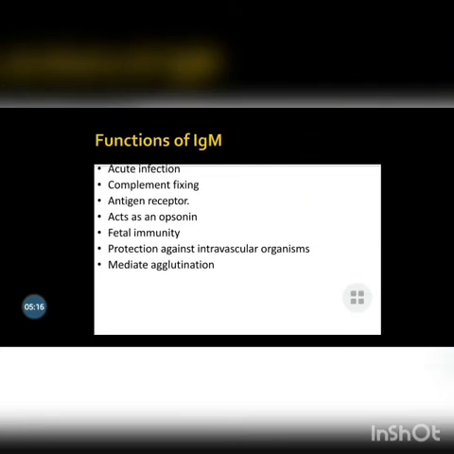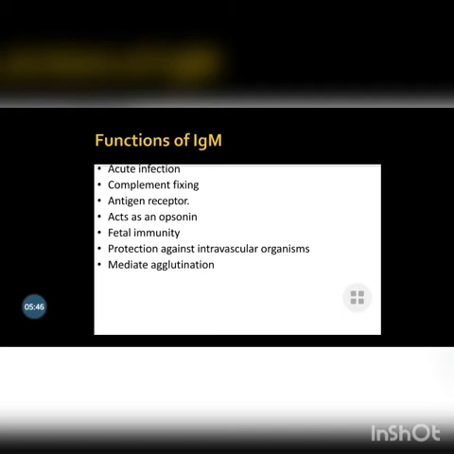Due to its large size, this IgM antibody stays in the intravascular space and has a very low affinity for the antigens. However, this pentameric IgM has 10 antigen binding sites. It has higher avidity, that is the overall binding strength for the antigens, than IgG or any other kind of antibodies.